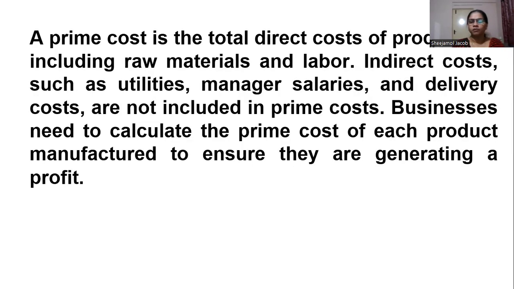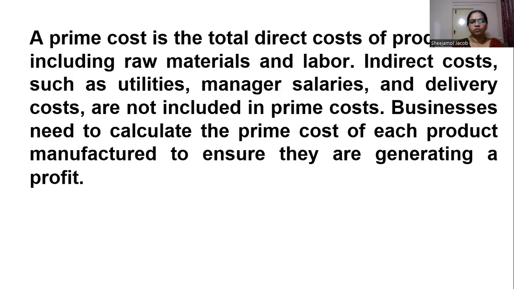The cost sheet is divided into the direct cost. The total of direct cost is prime cost. The second part consists of overheads. It is divided into factory overheads, office and administration overheads, and selling and distribution overheads.